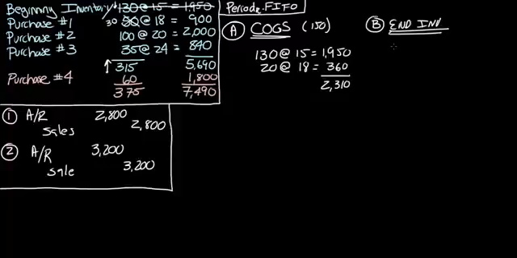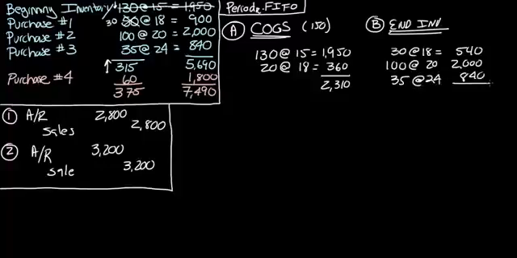So under the ending inventory approach, I have 30 of the units at $18 a unit, and I believe that is $540. I have all 100 at $20 a unit, which is $2,000, and I have 35 at $24 a unit, that's $840. If I add all this up, I'm going to get an ending inventory of $3,380.